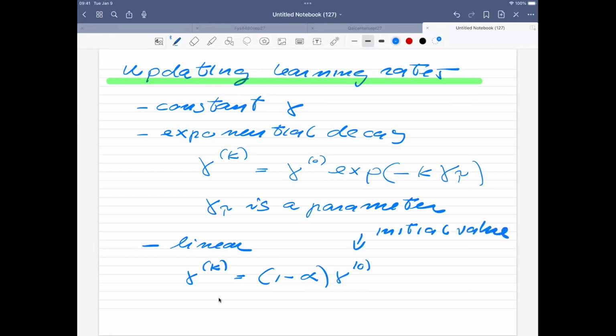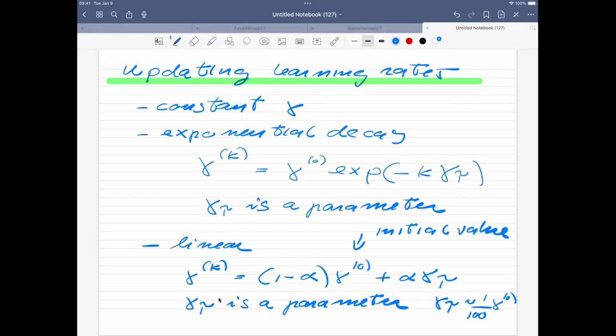So you would typically start with a given guess. This parameter alpha is something you would fix. Then you have plus alpha multiplied with a gamma of tau, where again this gamma of tau is a constant or a parameter. How you choose it will obviously influence the calculations, but a typical approach you would see is that this is given by 1 divided by 100 times gamma 0.